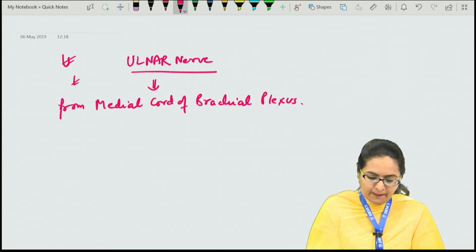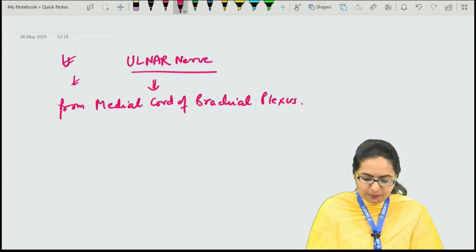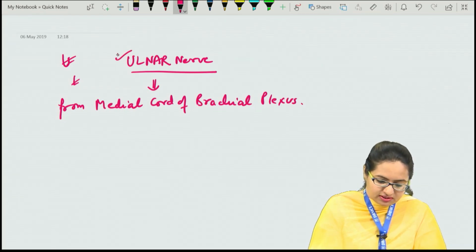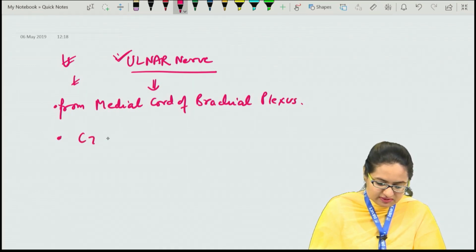the ulnar nerve. If we talk about the rest of the cords, the lateral cord is giving the lateral pectoral nerve, musculocutaneous nerve, and the lateral root of median nerve. The posterior cord is giving upper and lower subscapular nerve, axillary nerve, radial nerve, and the thoracodorsal nerve. So the ulnar nerve is a branch of the medial cord of brachial plexus, and the root value of ulnar nerve is C7, C8, and T1.